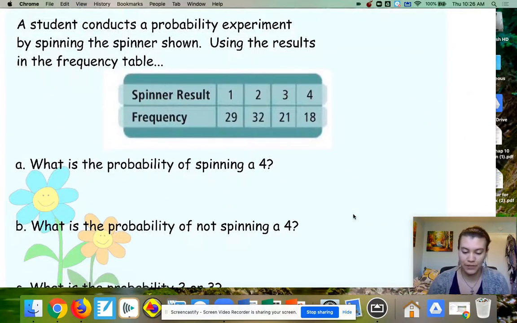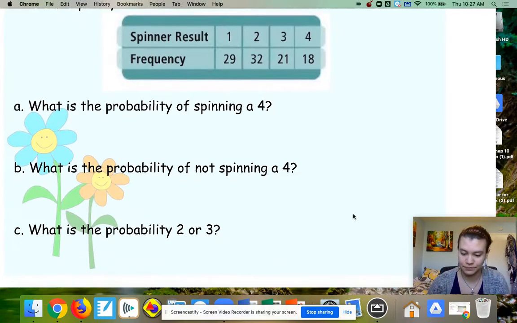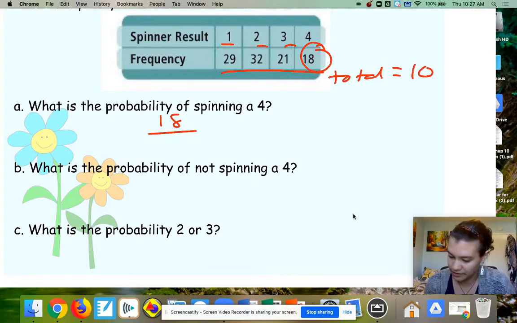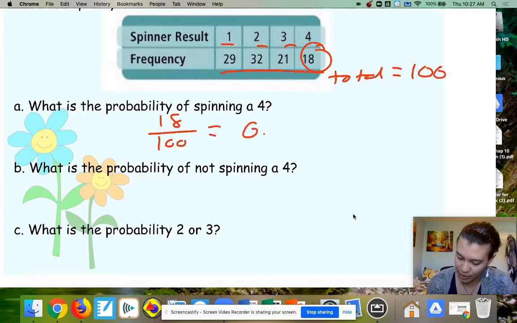So an example. A student conducts a probability experiment by spinning the spinner below. Using the results in the frequency table, answer the following questions. So here we spin results of 1, 2, 3, and 4, and then the frequency of each of those. So probability of spinning a 4, you want to take your frequency and divide by the total. So if we add all of these up to get our total to use later, you should get 100. So we're going to divide this by 100, which would give a probability of 0.18 or 18%.